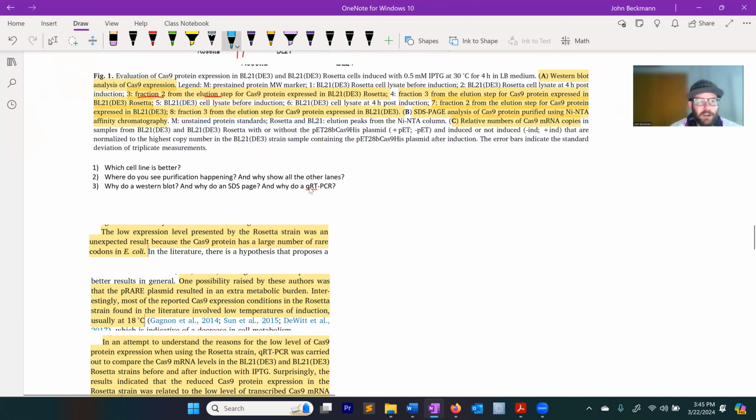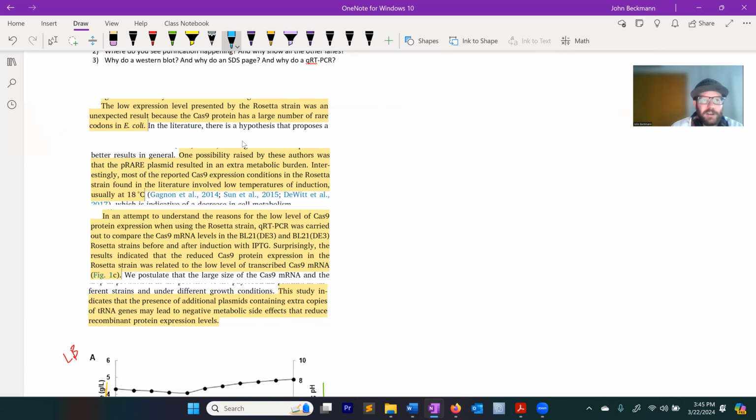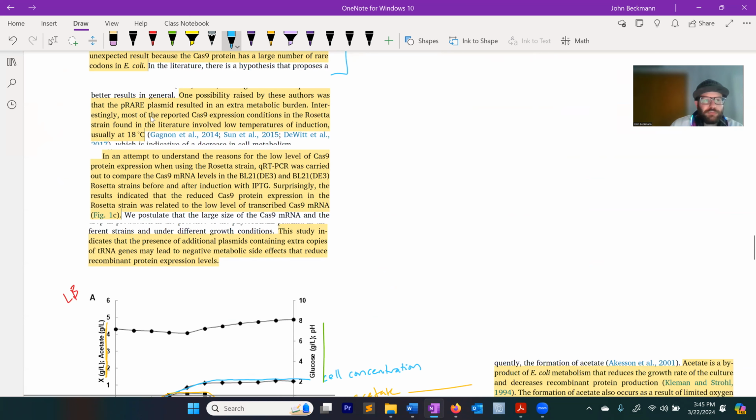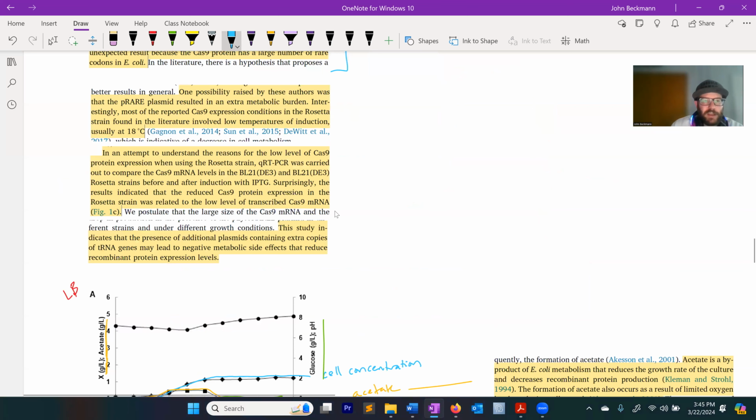Okay, we're kind of running out of time here, so I'm going to pick and choose what we need to talk about. Here's where they actually say that. Here's where they're talking about the possibilities of why that might be so.